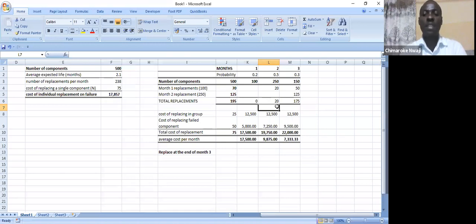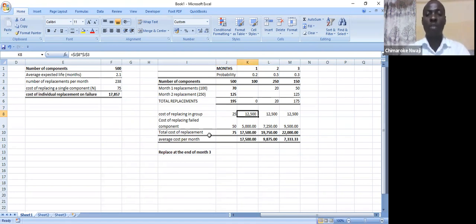Now, what is the cost of replacing in a group? The cost of replacing in a group is 25 naira. And now it means that if there is a single fault, a single failure, we are replacing everything. So it costs you 25 naira each to replace each of the components.